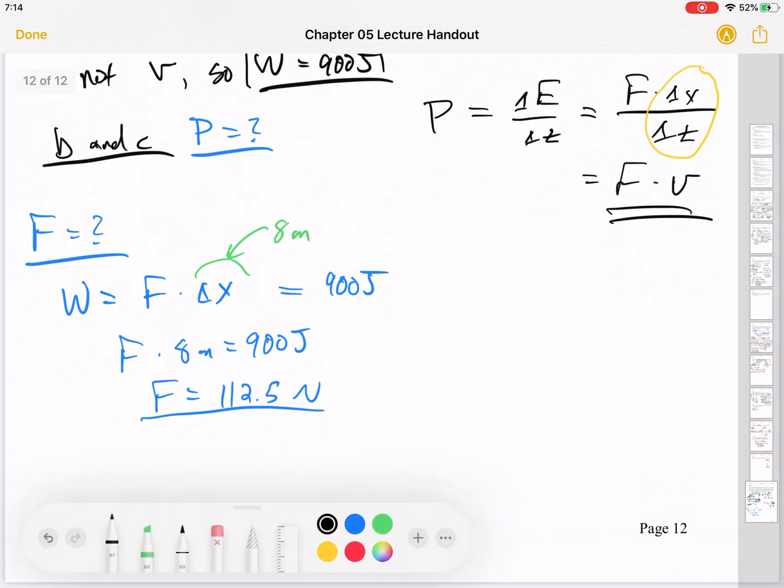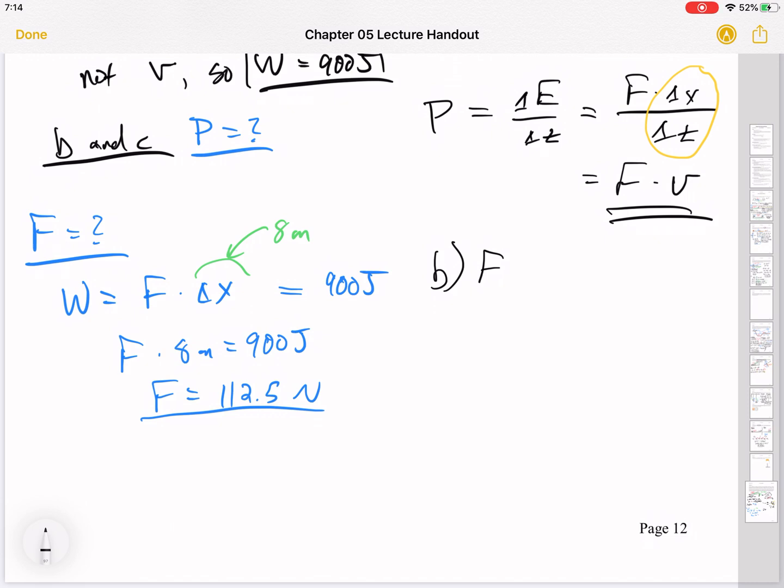So let's plug that in. We're almost there. The answer to B then: power equals force times velocity. The force is 112.5 newtons times 1 meter per second, which is 112.5, let's round it to 113 newton meters per second. A newton meter is a joule, so that's a joule per second, and a joule per second is a watt. So I can write this as watts.